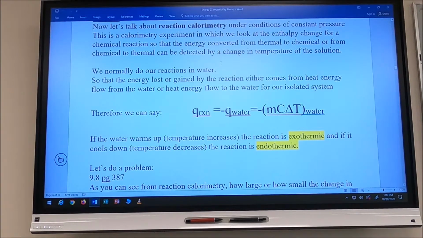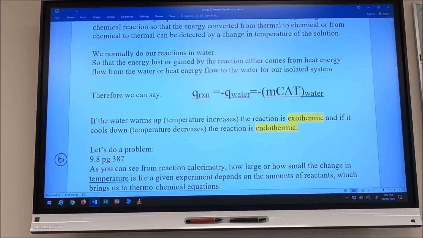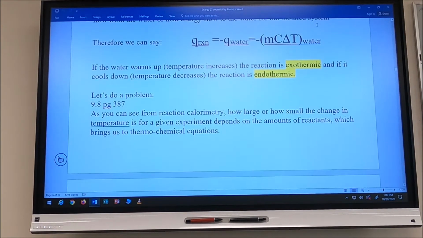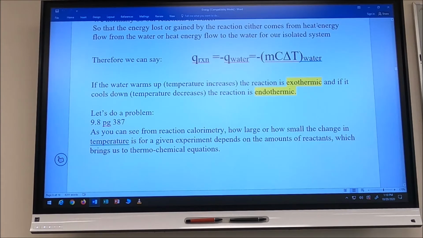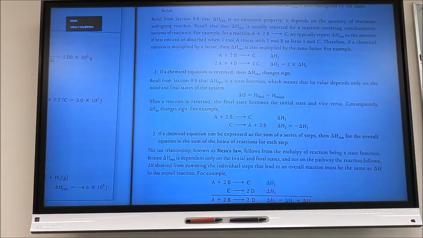So we're going to look at problem 9.8 on page 387 in the textbook, a reaction calorimetry problem. Let me find the page. So let's look at it.